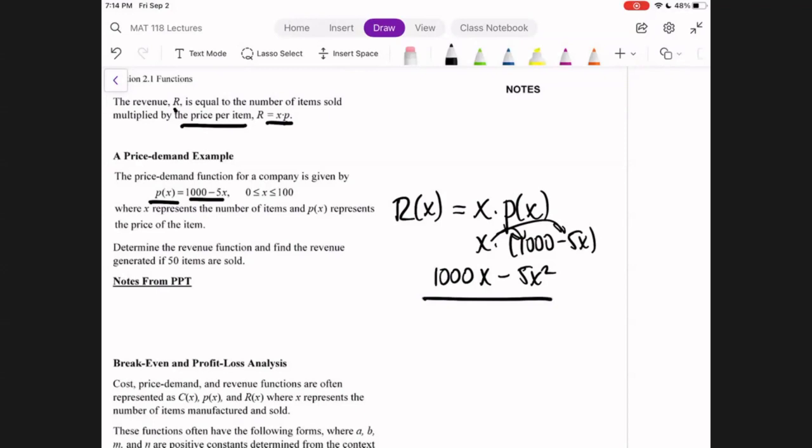Now, if we want to find the revenue at 50, we're going to plug in 50 for X here. So revenue at 50, plug in 50 for all the X's, so it would be 1,000 times 50 minus 5 times 50 squared.